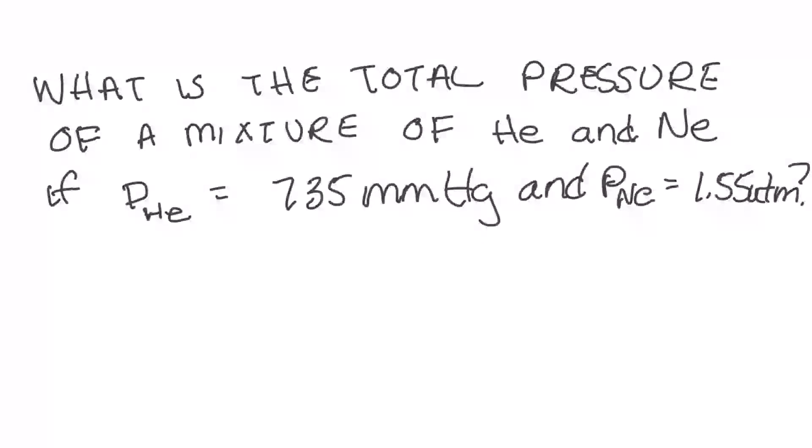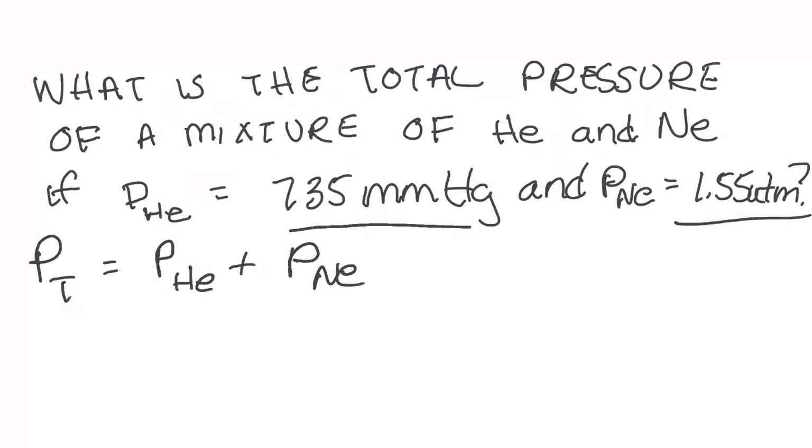So let's try it one more time with a little bit more difficulty. Let's look at this problem. What's the total pressure of a mixture of gases of helium and neon, if I know the partial pressure of helium is 735 millimeters of mercury and the partial pressure due to neon is 1.55 atmospheres? Hopefully you can see that the total pressure is going to be the pressure from the helium and the pressure from the neon. But I can't add these together as they are because one's in millimeters of mercury and one's in atmospheres. So I have to do a conversion first.